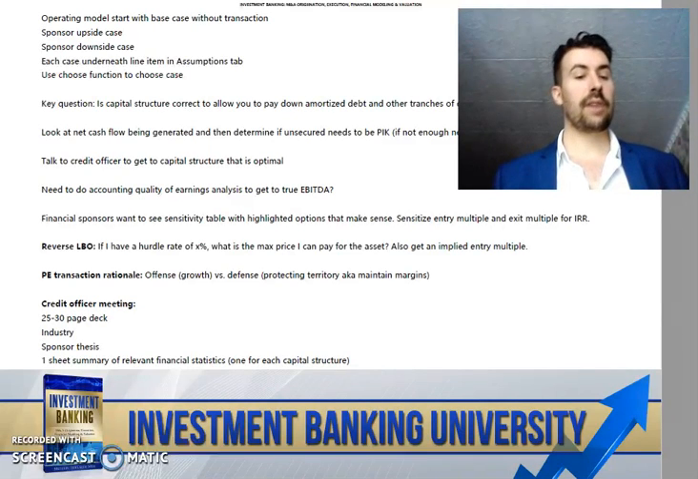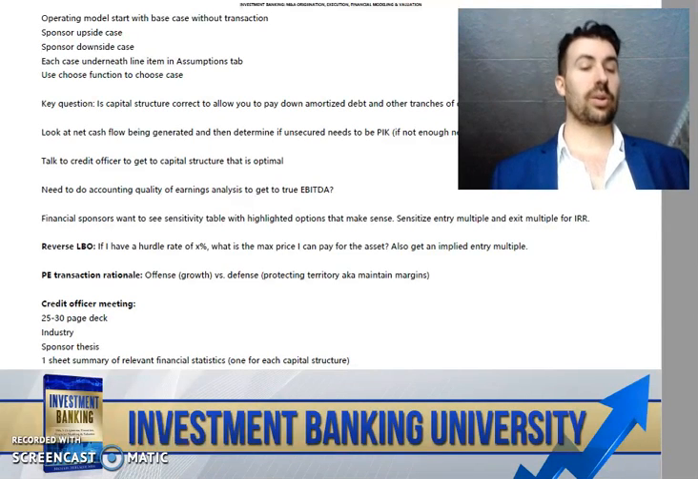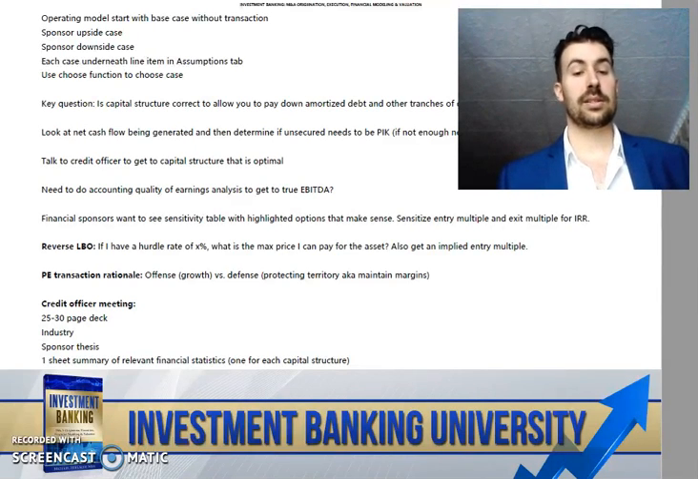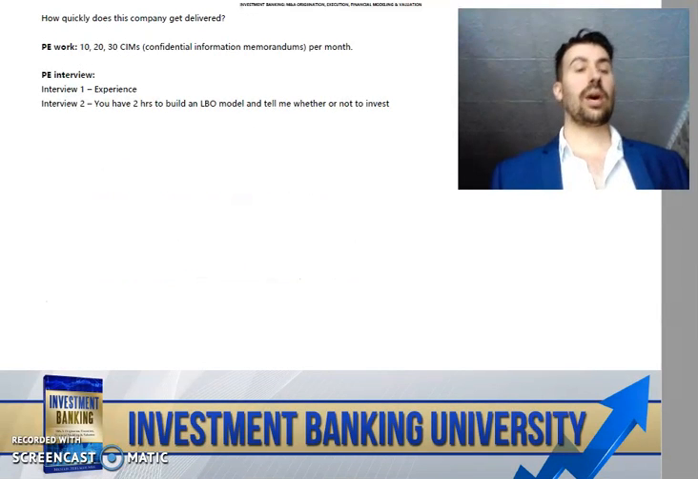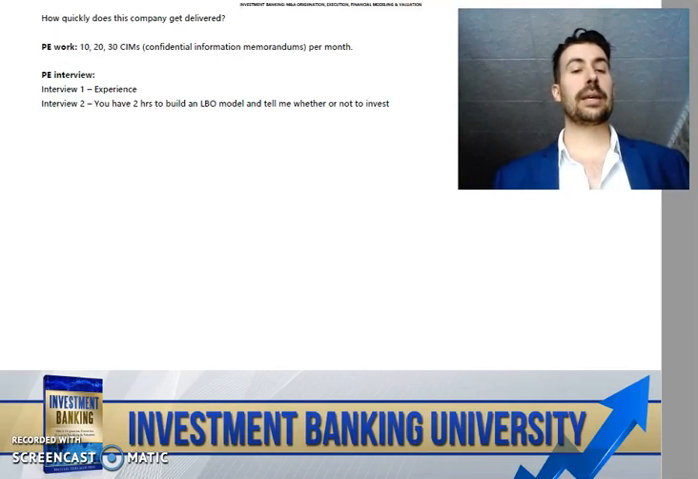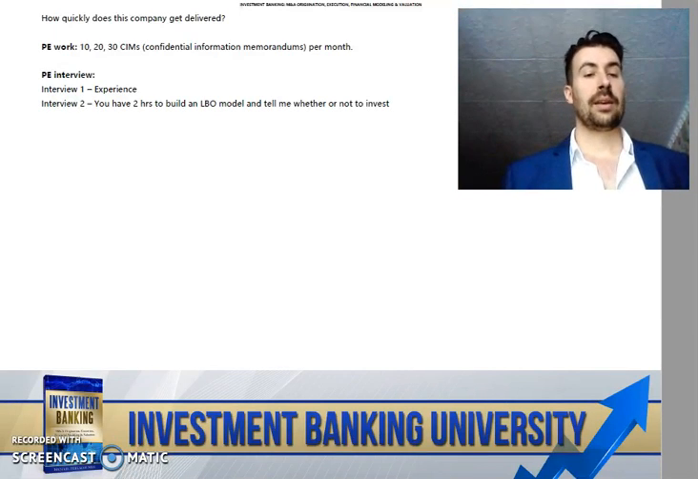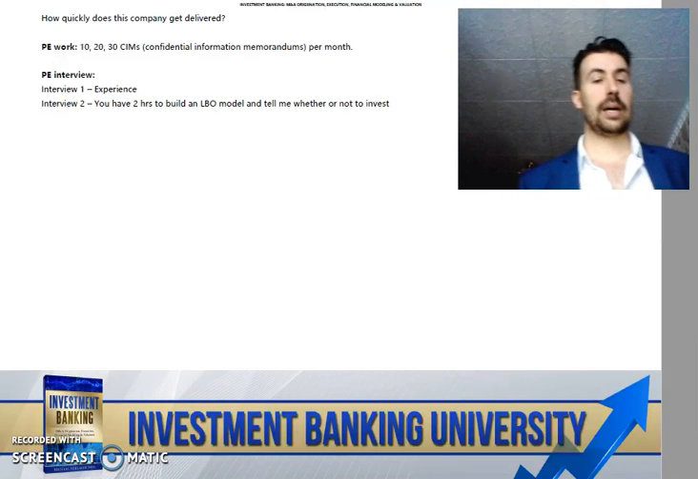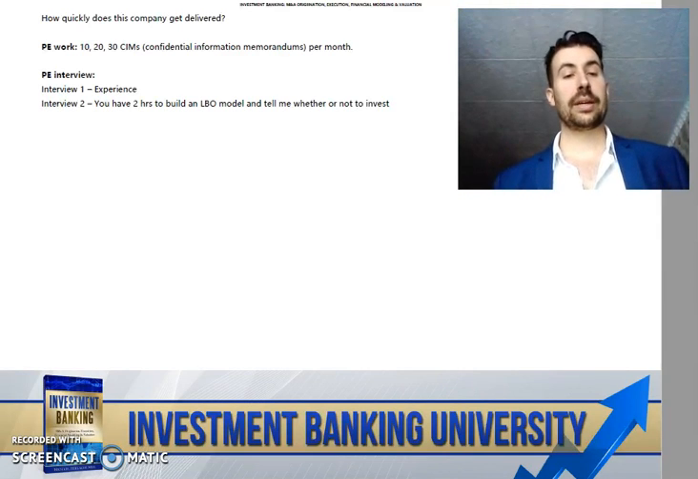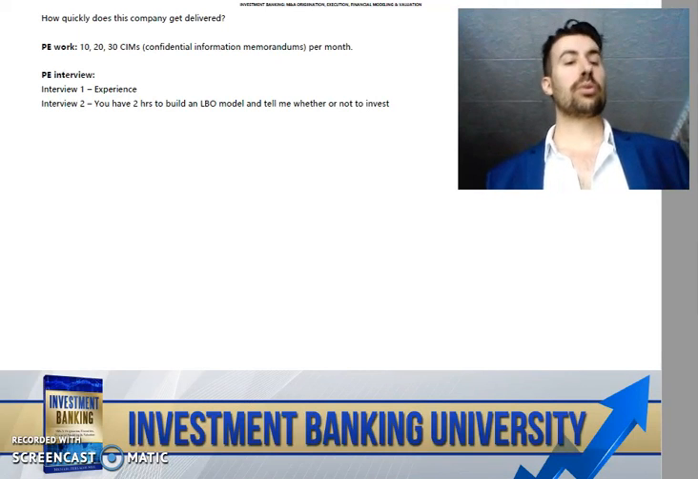Looking at the credit officer meeting that we have to go through in order to obtain the bank financing, it's oftentimes going to be a 25 to 30 page deck. It's going to talk about the industry, the sponsor thesis, and then a 1-page summary of relevant financial statistics, one for each capital structure. So the question that the credit officer is asking is, how quickly does this company get delevered through time? And then in terms of our private equity group, we're going to review 10, 20, 30 CIMs, confidential information memorandums for an opportunity or target per month.